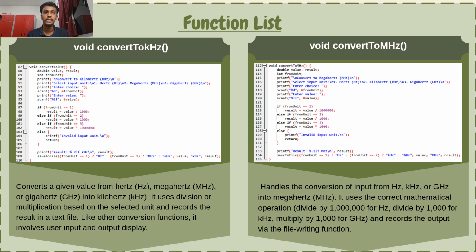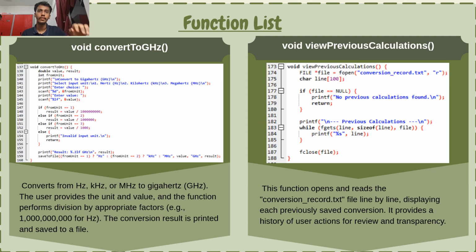Then it prints the result and saves it to the file. On the right, we have the convert to megahertz. It also works the same way. Based on the user's input, the program performs the correct conversion and prints the result in megahertz. Just like before, it also calls the save to file function to keep a record.